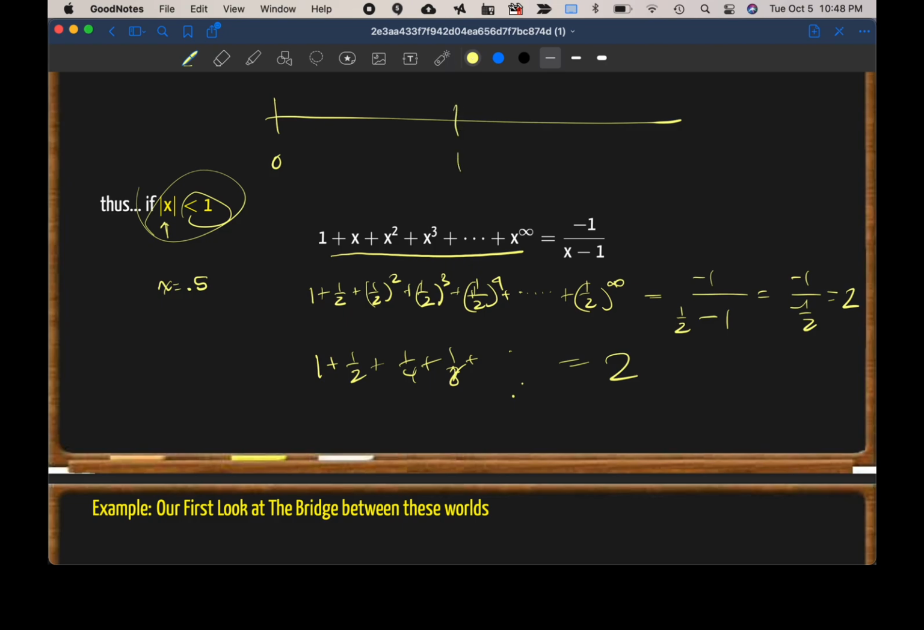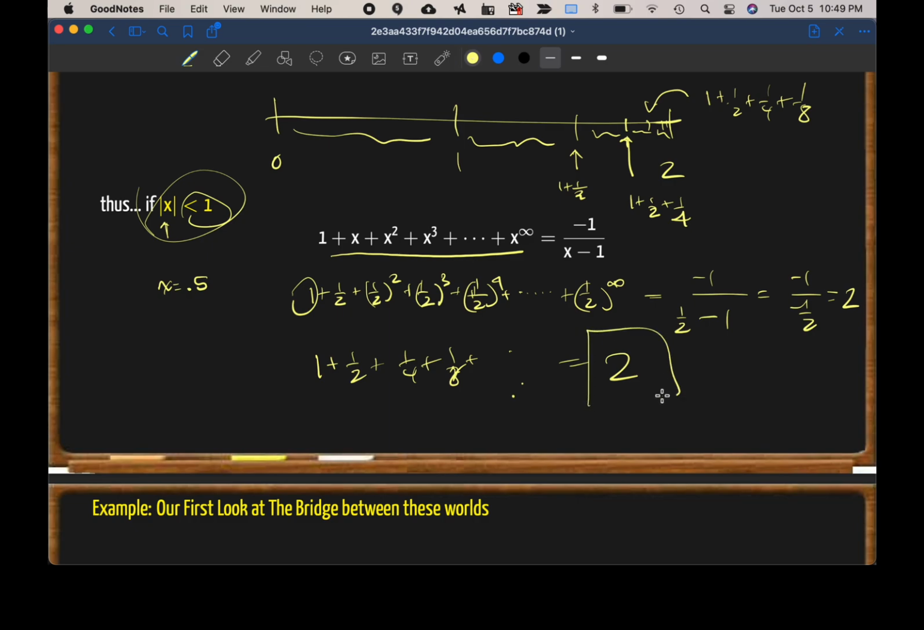You can make a picture of it like this. Here's 0, here's 1, here's 2. This is 1. That number right there would be 1 plus a half. That number right there would be 1 plus a half plus a fourth. And that number right there, 1 plus a half plus a fourth plus an eighth, and so on and so forth. The more you keep adding, you always add half the distance to the 2. Eventually, if you keep doing that forever and ever, that's going to be infinitely close to 2. Or we say that the limit of the partial sum sequence goes to 2. That'd be the fancy way to say it.